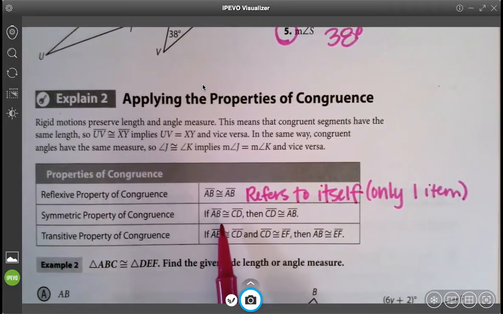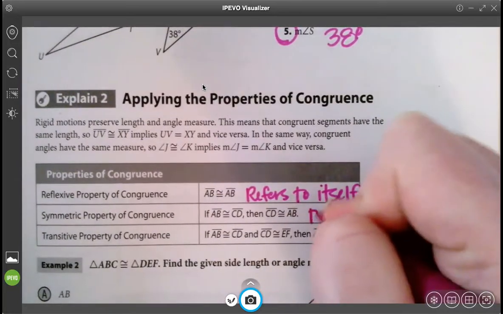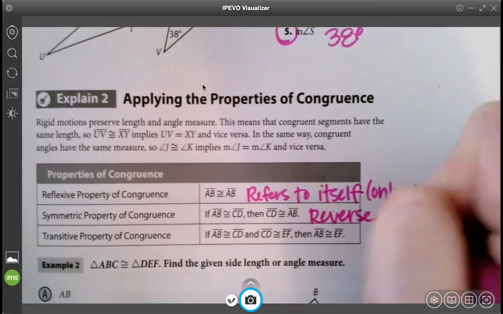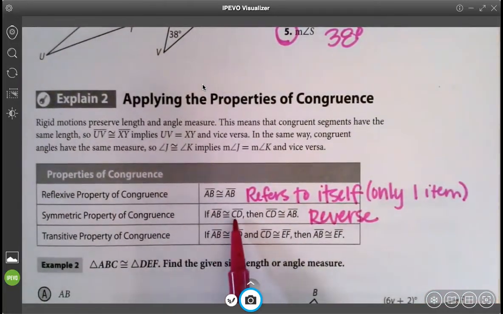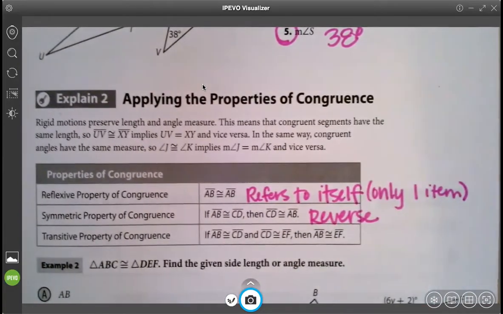The symmetric property is where you could have one or you could have 2 things, but it's in reverse. So we're going to put down here reverse. AB, CD, CD, AB. They flip sides. It's the reverse of each other. You could also have something like AB and BA. One line, but the letters are written backwards. Either way, it's going to reverse.